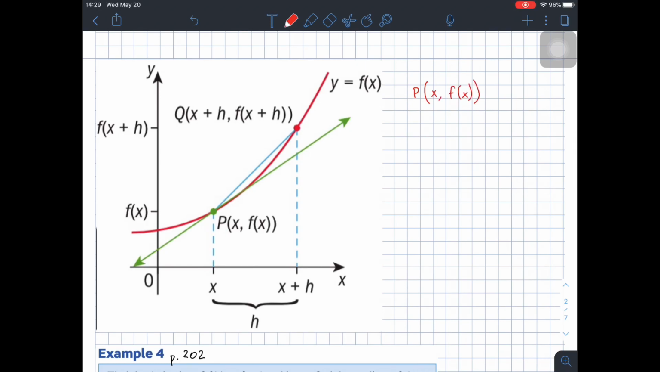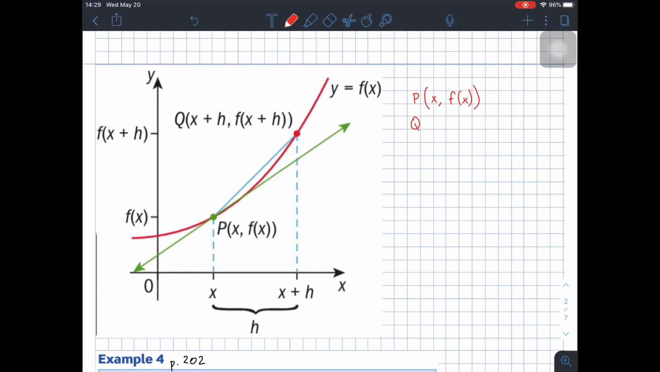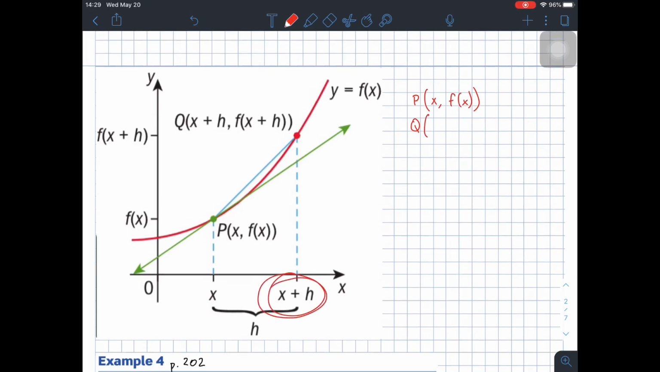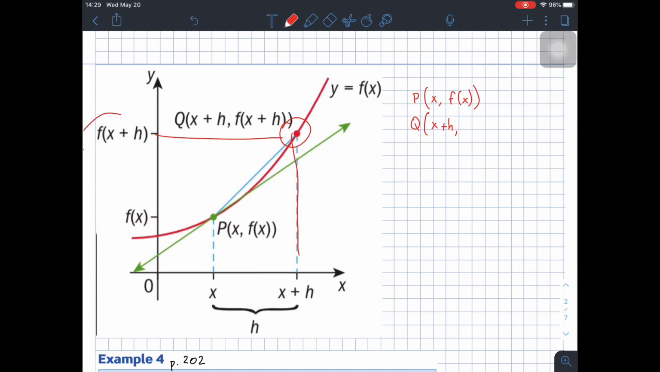We're using letters only for this demonstration. And if we identify point Q, you see that point Q has coordinates. In x, it would be this value, x plus h. So that's the x coordinate, x plus h. And its y coordinate, if we look here, it's this over here, f of x plus h. So this is f of x plus h. We close parentheses. And yes, that's exactly what we see here. Point Q and point P.